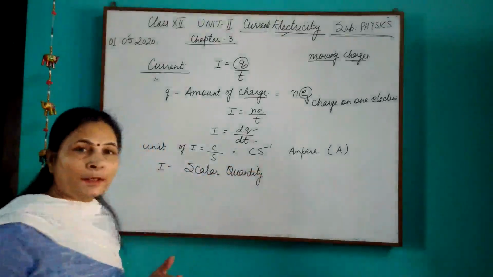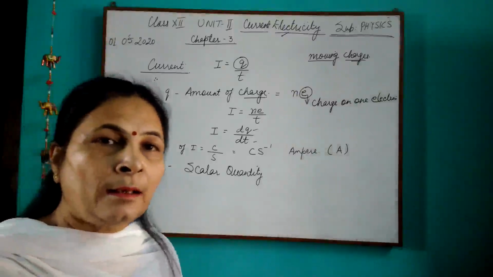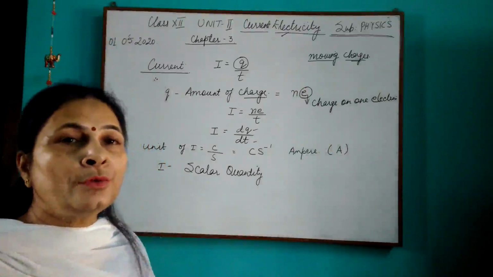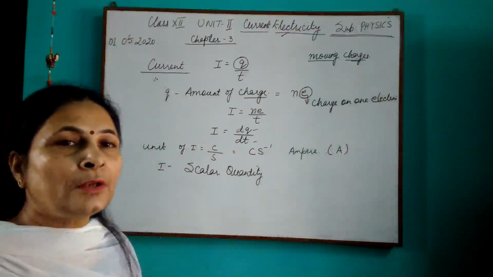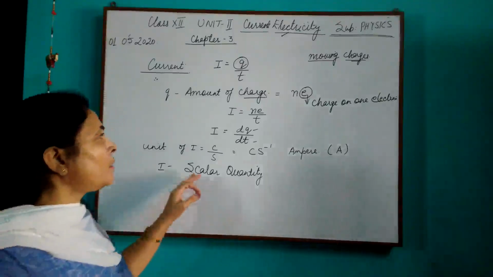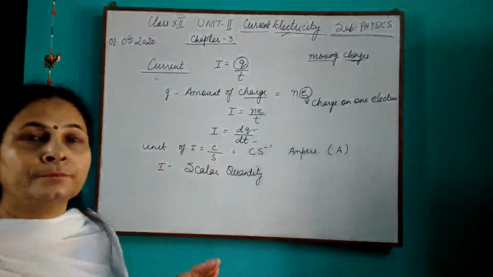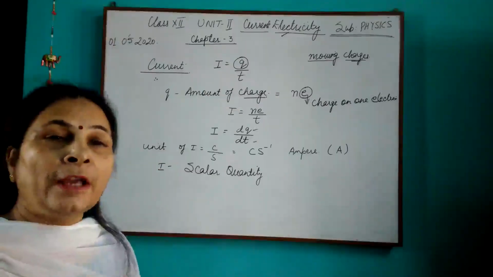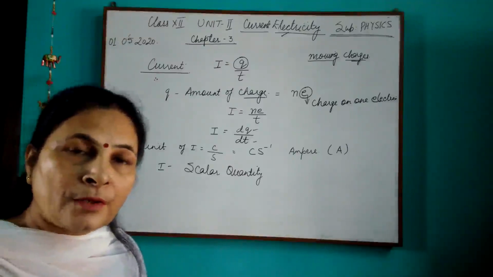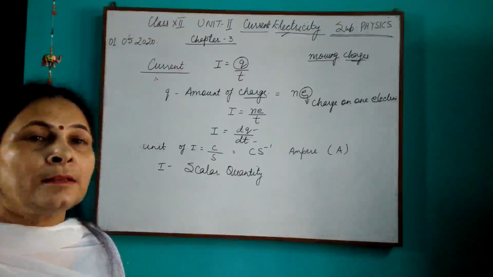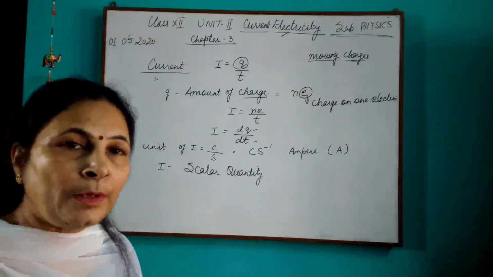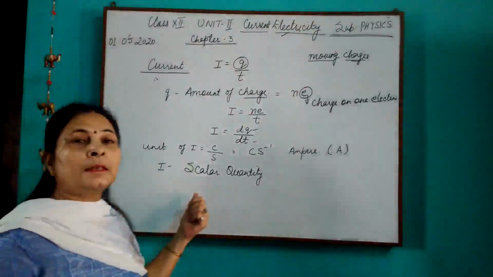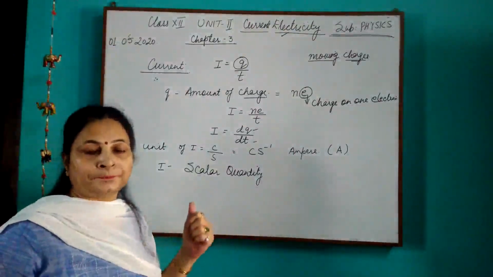Even when it has got a direction, it is a scalar quantity. The reason being that we cannot use the law of vector addition and subtraction in case of current. It has got direction, but since the laws of vector addition, vector subtraction or resolution of vectors cannot be applied to the addition of these, therefore current is a scalar quantity.